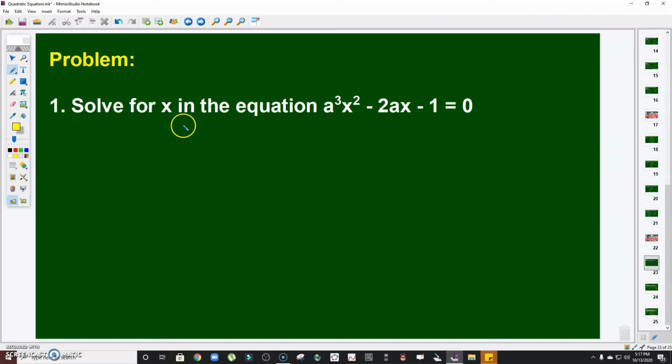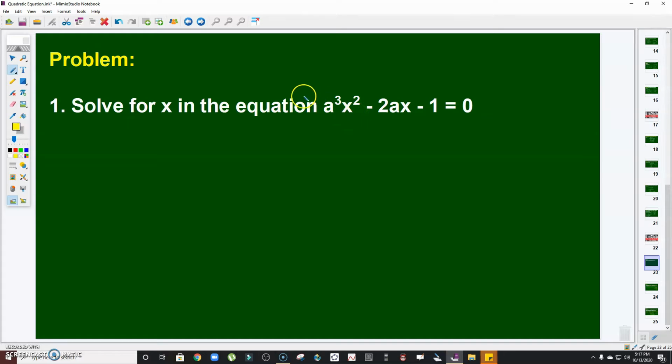Let's take a look at problem number 1. Solve for x in the equation a cubed x squared minus 2ax minus 1 equals 0. Well, definitely, we cannot apply extracting the roots here. We cannot apply factoring. So what we can use here is, of course, completing the square and quadratic formula.